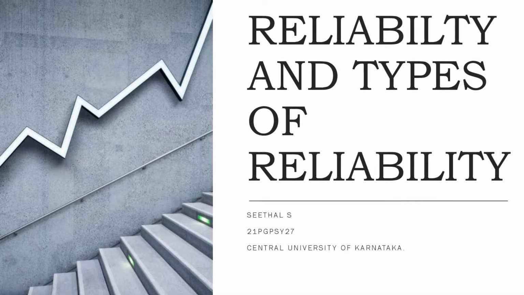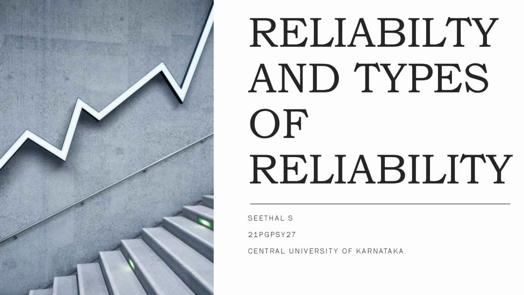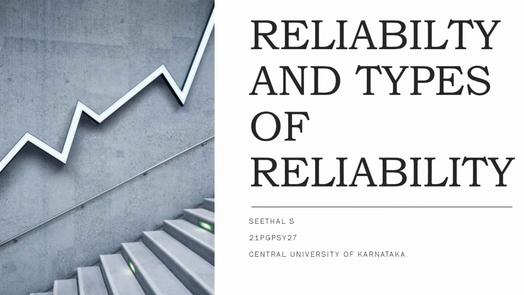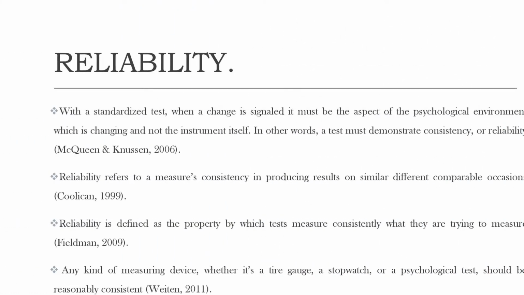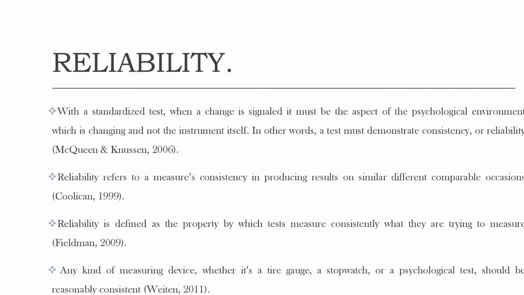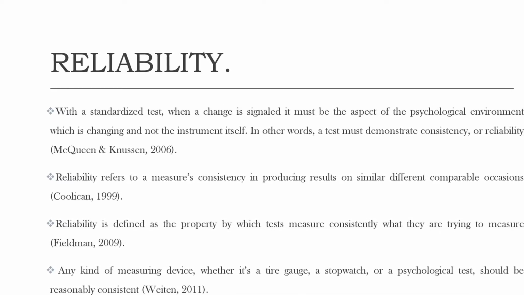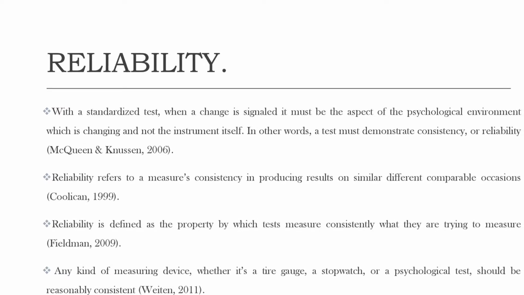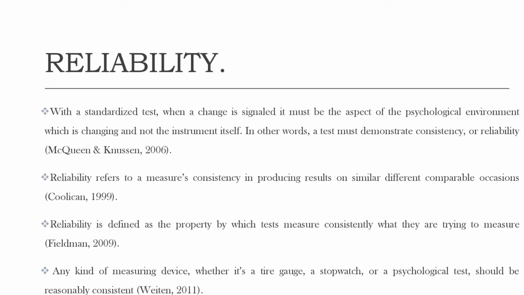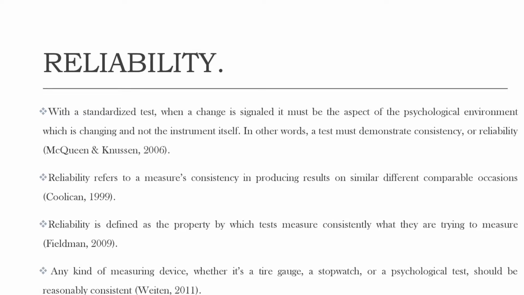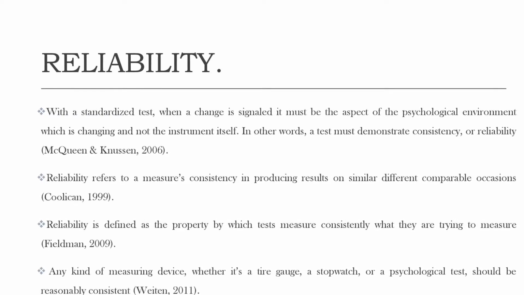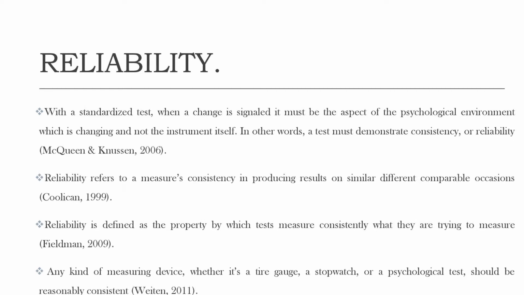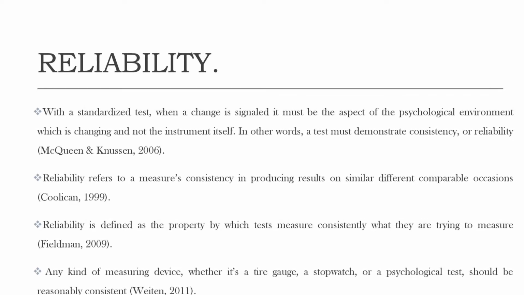So today I am going to talk to you about reliability and the different types of reliability. We all are familiar with the term reliability. With a standardized test, when a change is signaled, it must be the aspect of the psychological environment which is changing and not the instrument itself. So in other words, we can say that a test must demonstrate consistency or reliability.